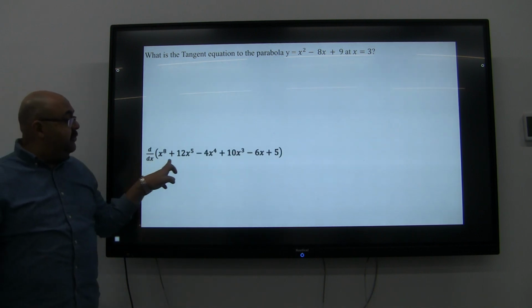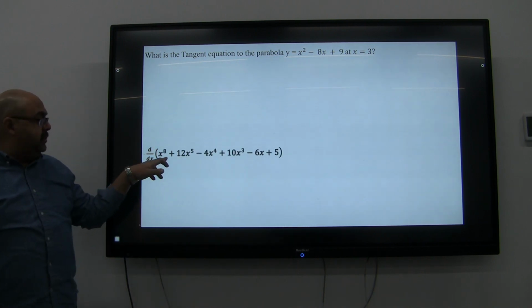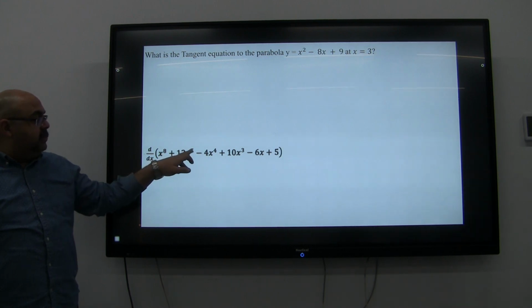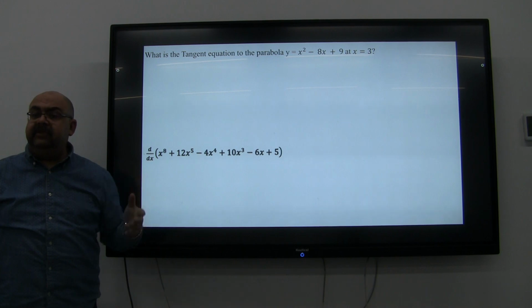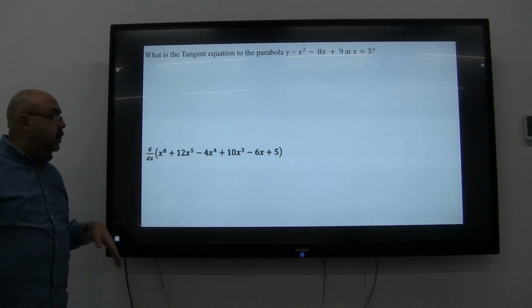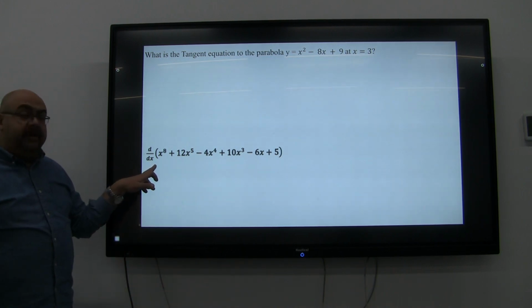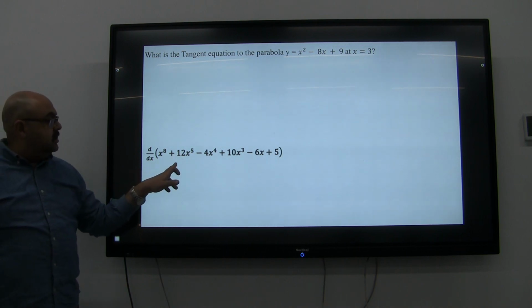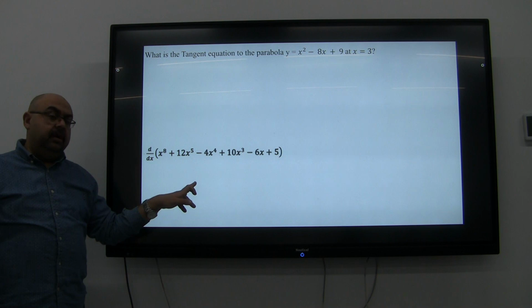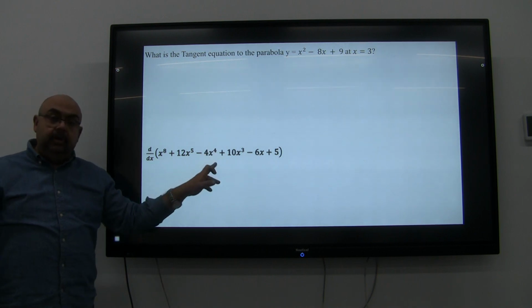Here I want to differentiate this function: x to the power of 8 plus 12x to the power 5 minus 4x to the power 4 plus 10x cubed minus 6x plus 5. Someone tell me the derivative right away? 8x to the 7 plus 60x to the power 4 minus 16x to the power 3 plus 30x to the power of 2 minus 6.